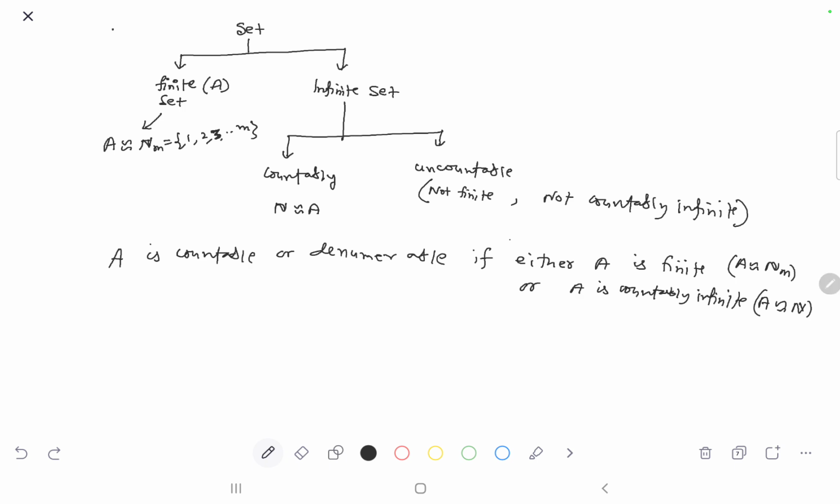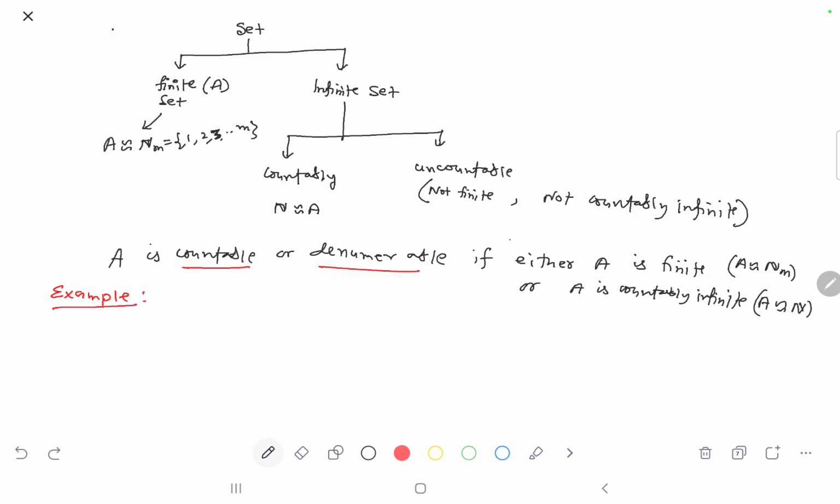So we call a set finite if it contains a finite number of elements, infinite if it does not contain a finite number of elements. Countably infinite means the set A is equipotent with the set of natural numbers, and if it is not finite and not countably infinite, we call it uncountable. And countable set, or denumerable set, means either it is finite or it is countably infinite. Got it? Here is one example.